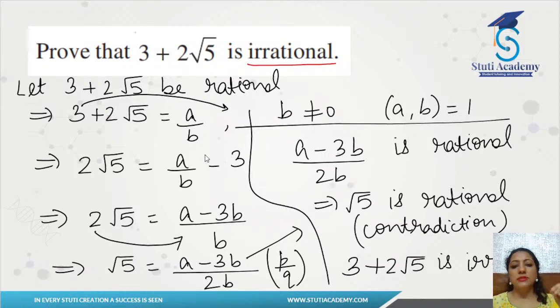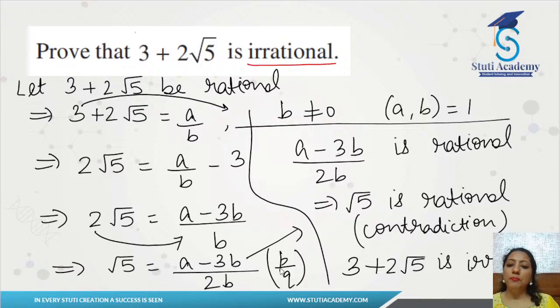So the purpose here is to take one term at a time from the left hand side and take it to the right hand side. We should be left with only square root of 5 on the left hand side. So we have a upon b minus 3. Here we are going to take the LCM. We'll get a minus 3b upon b. 2 we'll take on the other side. This will go in the denominator and we'll get a minus 3b upon 2b.